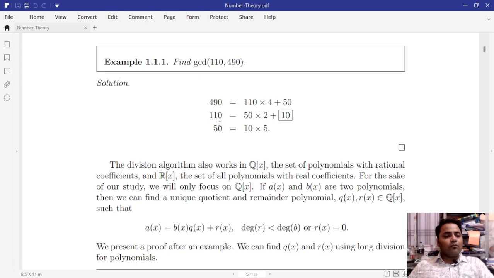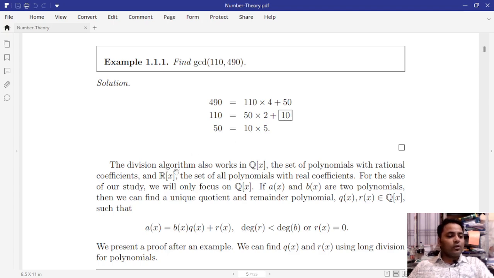Again 110 is divided by 50, which gives remainder 10, and again when 50 is divided by 10, the remainder is 0. So 10 is the greatest common divisor of 110 and 490.